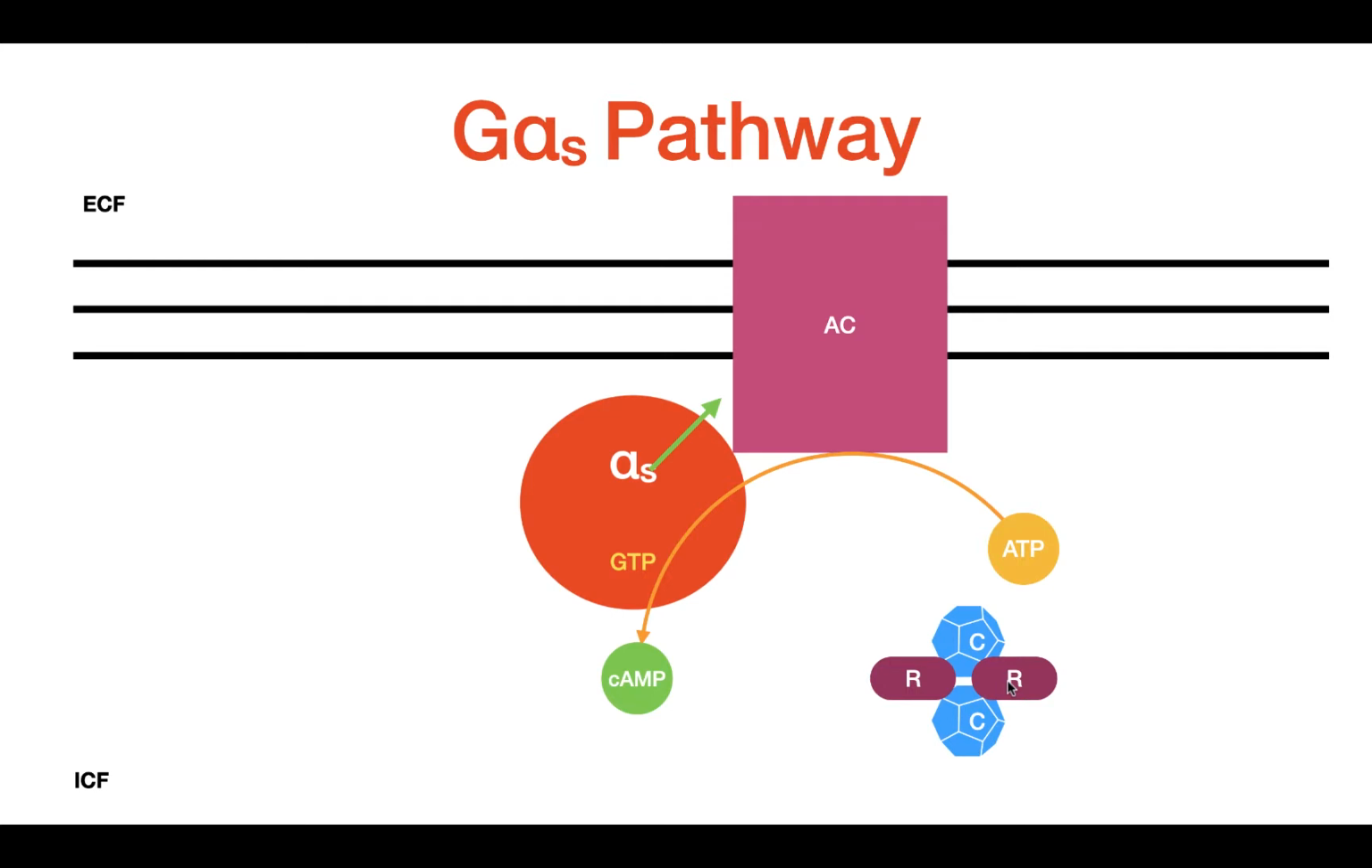So cyclic AMP will bind to each domain, which will cause the regulatory domains to fall off. And when the regulatory domains fall off, the catalytic domains are free to go and do their thing, which will therefore lead to the effects. They're going to phosphorylate different proteins, leading to different effects.